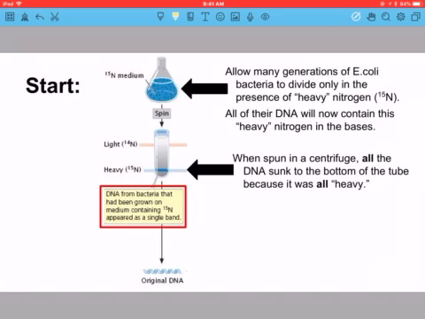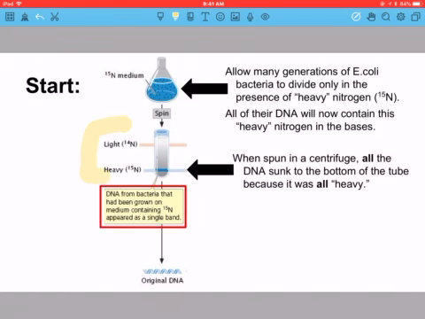So anyway, it just speeds up what gravity would do anyway. After spinning the DNA that was isolated from the E. coli in the N15 solution, just as expected, there was one heavy N15 band. So that's what's shown here.